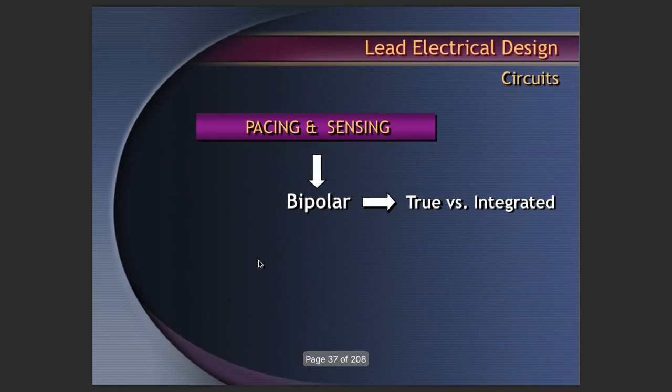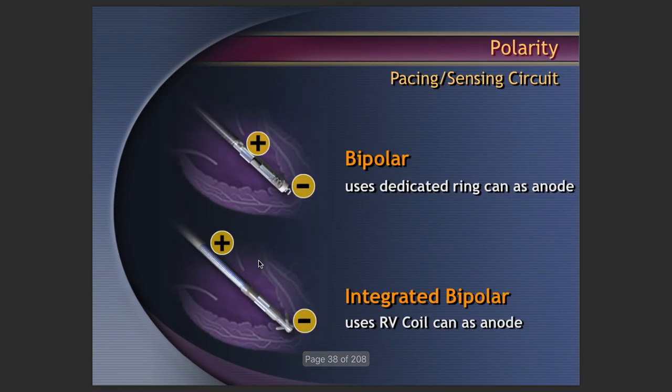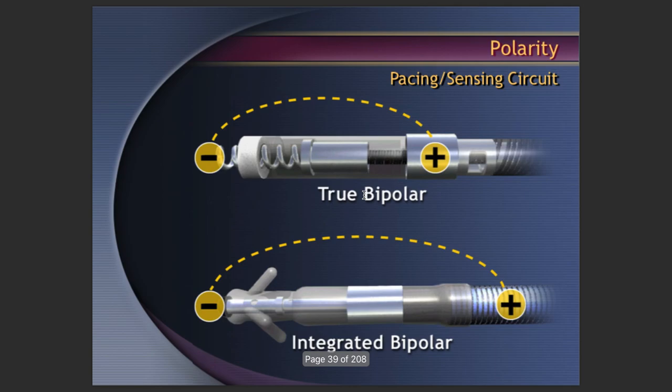Again, the bipolar can be true or integrated. For example, the integrated bipolar catheter tends to use the RV coil. The RV coil is going to be the anode, and the tip is going to be the cathode, so it will be negative. Similarly, the true bipolar one, as we had already said, tends to have a dedicated ring, which is there as an anode.